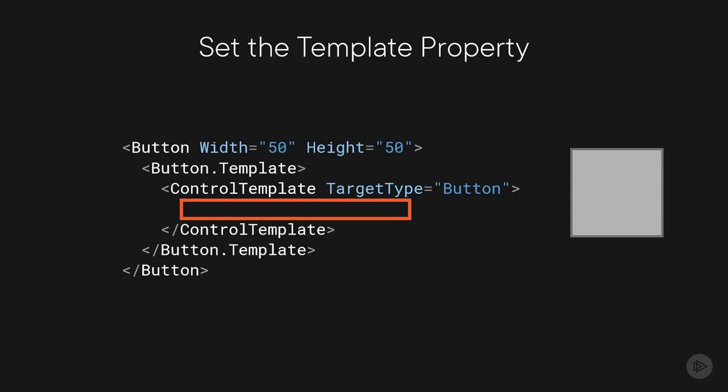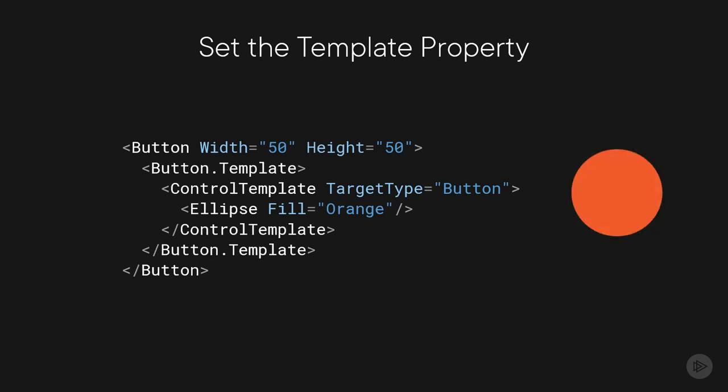In this control template, you can create the user interface for the button. You can use here any WPF UI element, like a panel, a control, or a shape. A shape is a simple UI element like rectangle or ellipse. In this case, let's create an orange ellipse in the control template. This means now that the button will look like this. As you can see, everything from its original look is gone. You have defined a completely new user interface for the button with the control template.